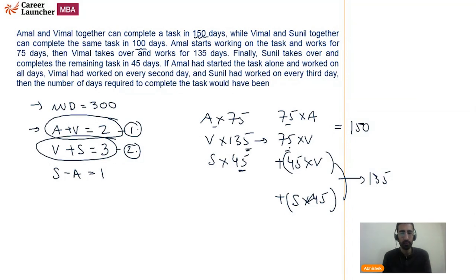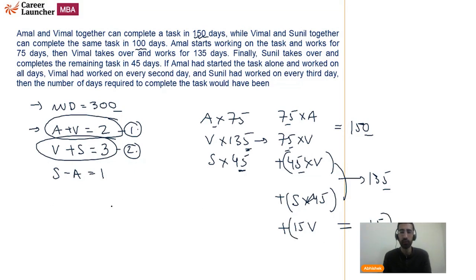And now what are we left with? Out of 135, 75 and 45 is 120. So another 15 days. The remaining work is done by V in 15 days. How much work is done? 300 minus 150 minus 135 is just 15 units. This 15 units of work is left that we'll do in 15 days.